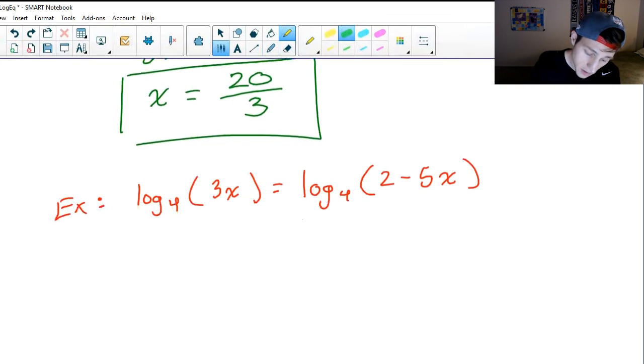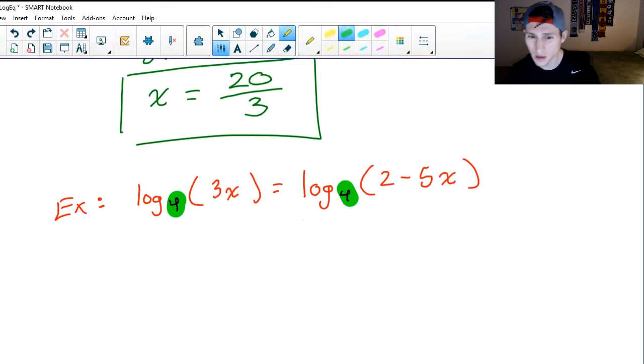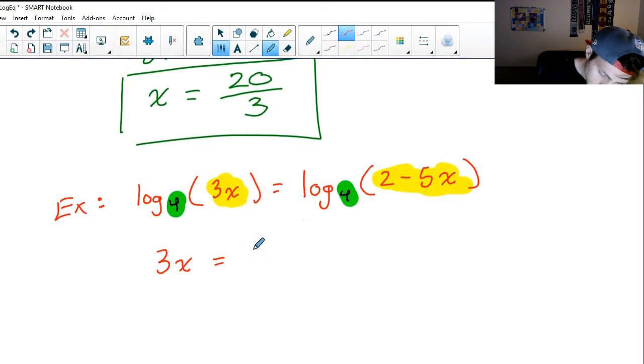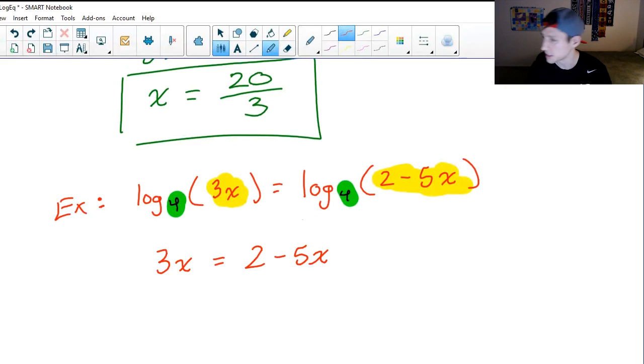All right, so same thing on this second one that I drew. I have log base 4 equals log base 4. There's no other stuff on the outsides of those logarithms. It's just log base 4 equals log base 4. So let's take this stuff on the inside and set it equal. So 3x equals 2 minus 5x. Just forget the logs altogether.